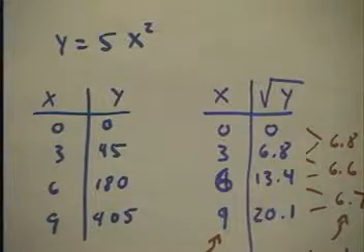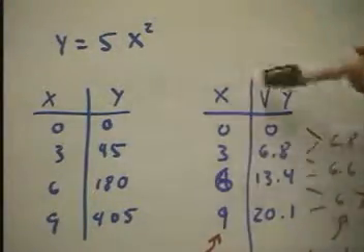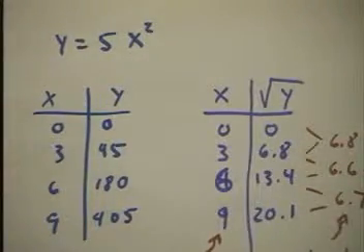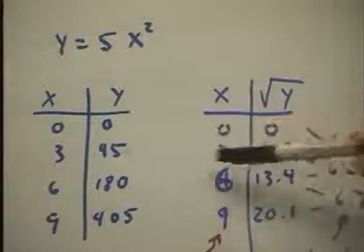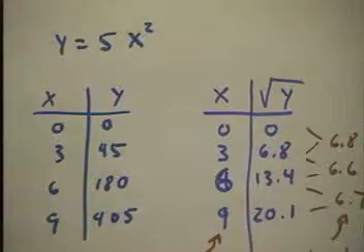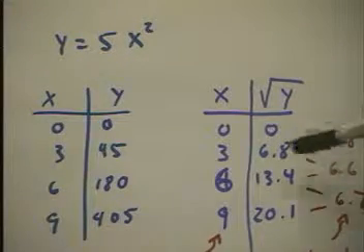Okay, we can linearize this using the function square root of y. Taking the square root of y, transforming y by taking its square root. When we do this, square root of 45, 6.8, 180 gives us 13.4, and so forth. And I think these are probably right to within a tenth. Could have a little bit of discrepancy, I don't know.